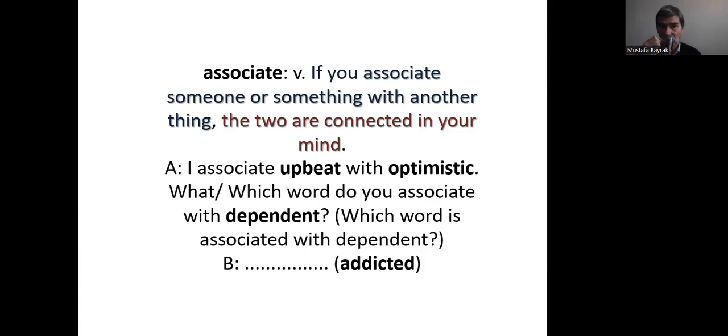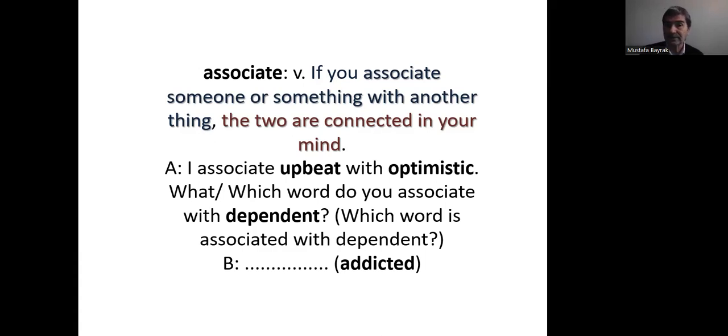Associate. If you associate someone or something with another thing, the two are connected in your mind. Yes. For example, I associate upbeat with optimistic. What or which word do you associate with dependent? Which word is associated with dependent? Which word do you associate with dependent is active voice. Which word is associated with dependent is passive voice.